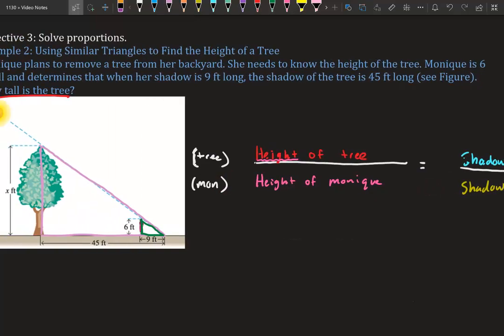So height of the tree, we don't know. It actually told us that it's x. So we have x over the height of Monique. We know Monique is 6 feet tall. It says it right here and up here.